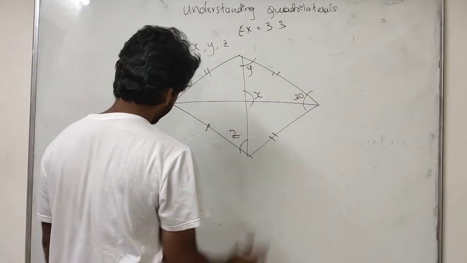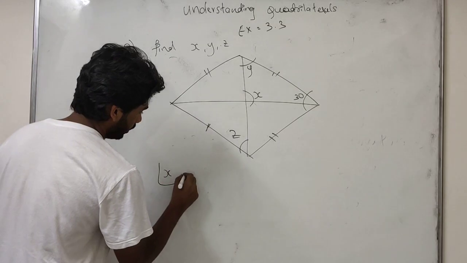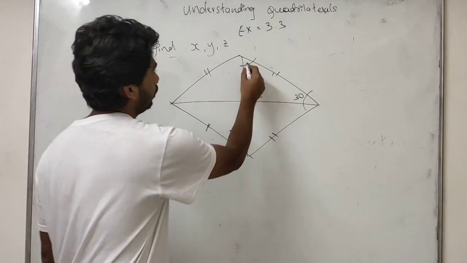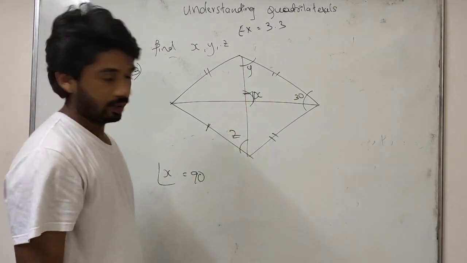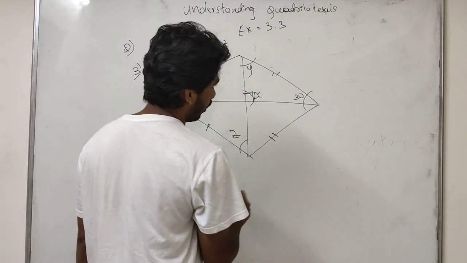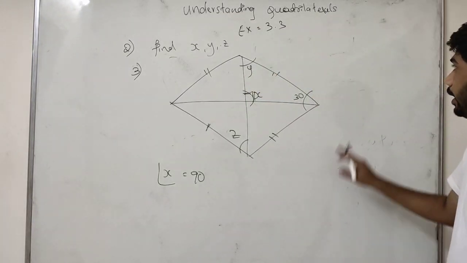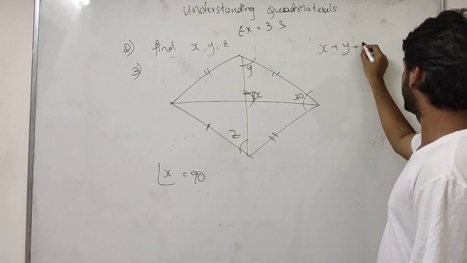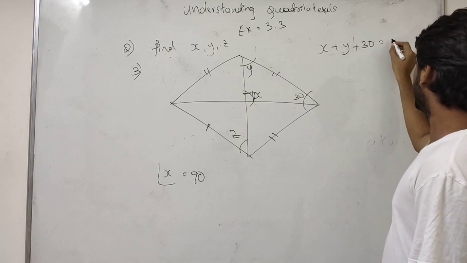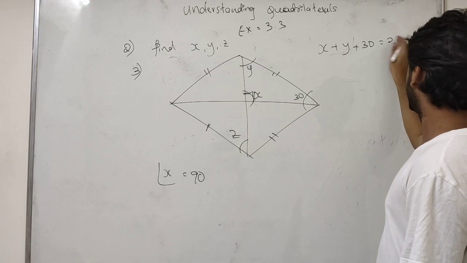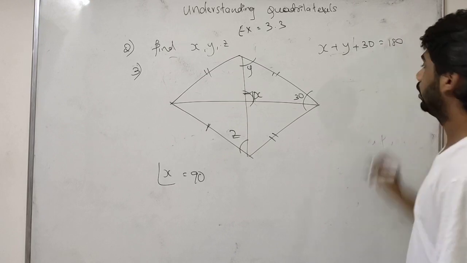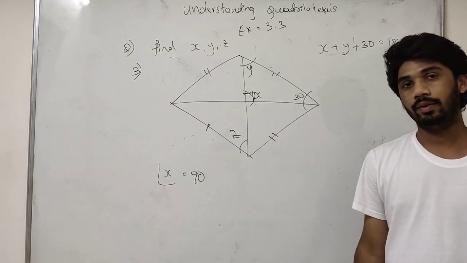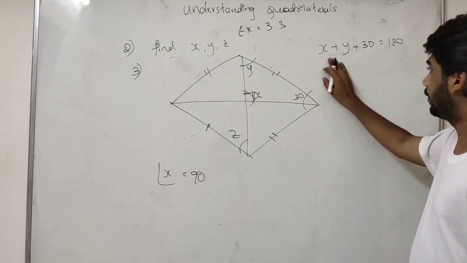Now here x means 90 degree. Angle x is 90 degree. Y means it is perpendicular. So this whole will be 180 degree. So here we can take it as now x plus y plus 30. It is a triangle. So we will take it as 180 degree. Triangle means the triangle value will be 180 degree. Sum of the triangle will be 180 degree. So here we will get x value is 90 degree.